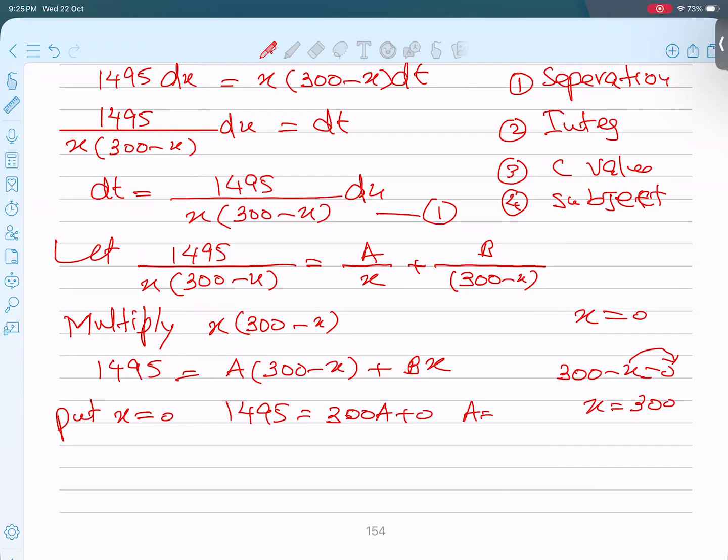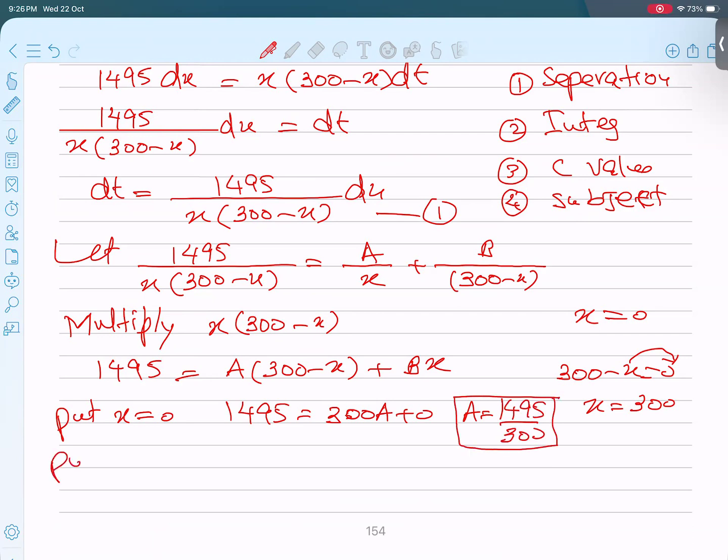So if I divide them, 1495 divided by 300. I think if we don't simplify, we can simplify as well, no problem at all. But if I don't simplify, there's a better approach. So we will see later on whether we need to simplify or not. So I think we can go without simplification. So what I'm writing, 1495 over 300. This is the value of A.